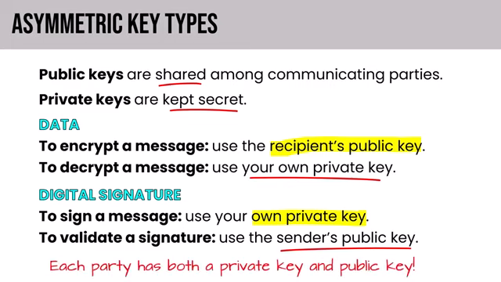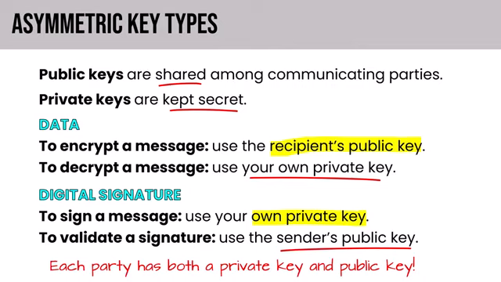Each party has both a private key and a public key in asymmetric encryption. So if we're sending messages back and forth with asymmetric encryption, we each need a private key to decrypt the message sent by the opposing party encrypted with our own public key.